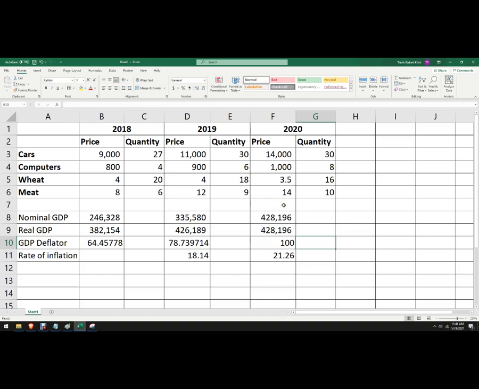Now, if you were to go the other direction, if 2018 was your base year, then what you're going to do is change the prices to 2018 prices and then multiply the future quantities by the 2018 prices. So then this one would have been 100, and then these guys would have been higher than 100 because it was a higher price level for those.